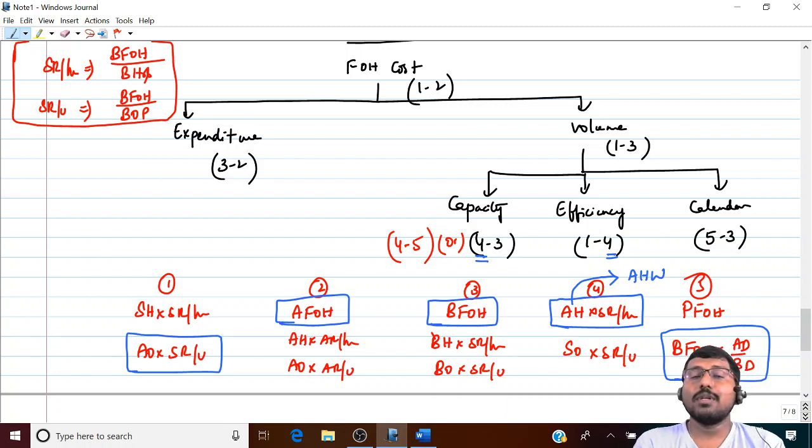Possible fixed overheads. PFOH means possible fixed overheads. AD is actual days divided by BD, which means budgeted days.